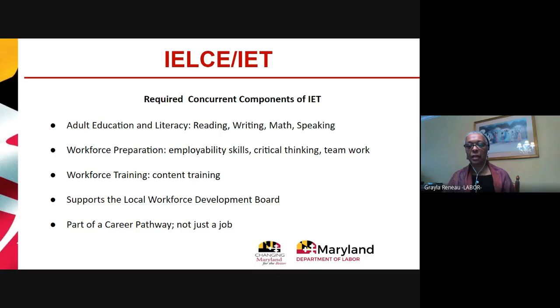It's also important to have that partner so that as you're designing your program, you will have your learners trained exactly the way the industry needs them to be, and that will also give them better opportunities for employment after they complete the training. Your training needs to support the local workforce development board. And one of the things that I'd like to stress is that your IET needs to be a part of a career pathway. It is not just about getting your learners a job. Next slide, please.